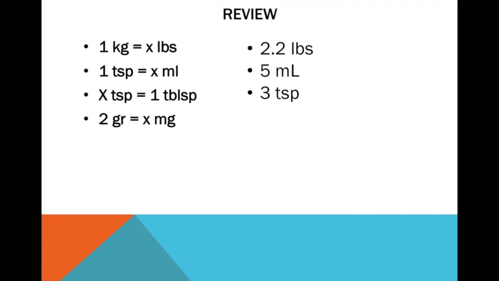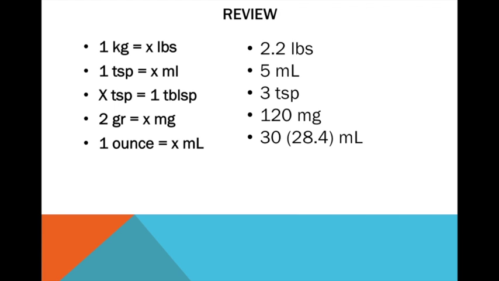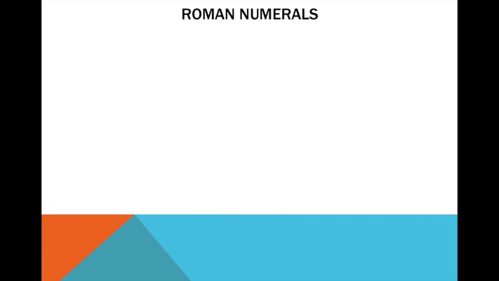How many milligrams in 2 grains? So you've got to be careful. The GR could be confused with grams, but GR means grains. So we know that 1 grain has 60 milligrams, so 2 grains would have 120 milligrams. 1 ounce equals 30 milliliters, or 28.4. But in this course that I teach, I like to say that it's 30. How many milliliters in 1 gallon? 3,840 milliliters.